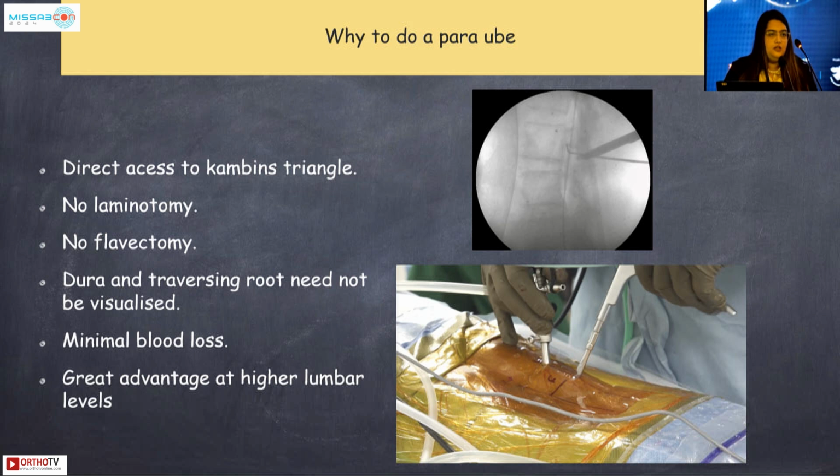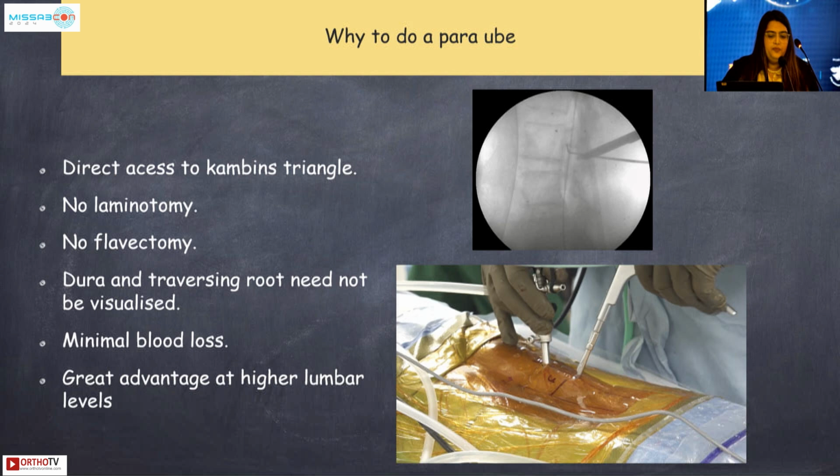So we suggested a para-UBE approach. So para-UBE is nothing but an adaptation of the Wiltse approach that we are all familiar with. It provides a direct access to Kambin's triangle without a laminotomy or a flavectomy. We needn't always even visualize the dura and the traversing nerve roots. There is minimal blood loss, and I cannot stress this enough, but there is a great advantage at higher lumbar levels.